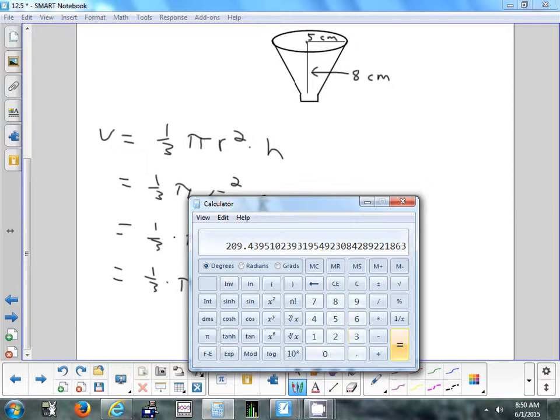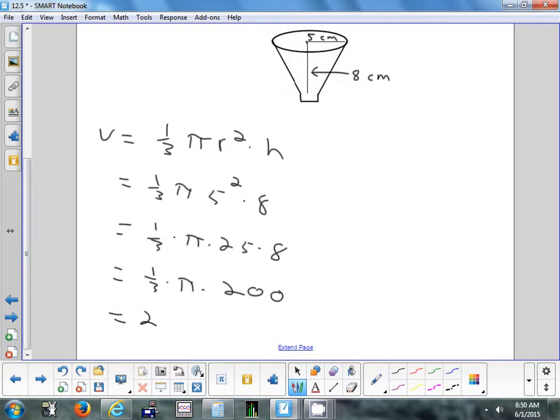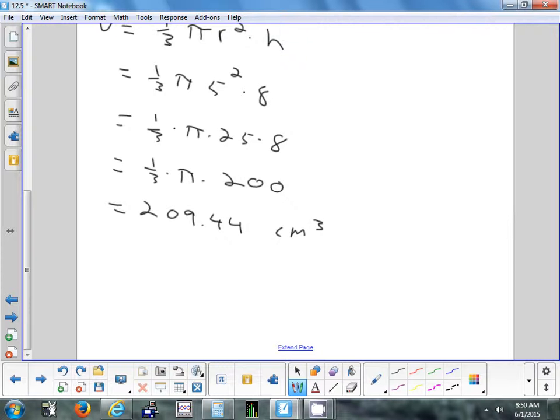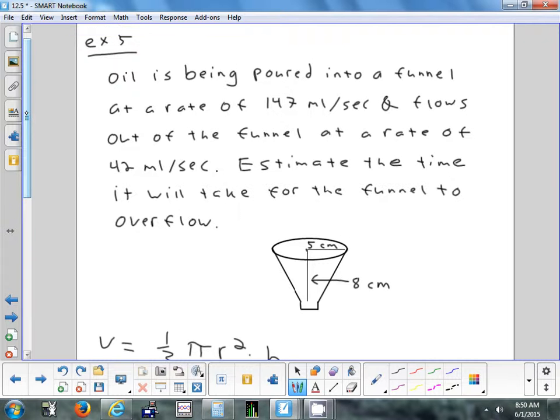So the volume of the cone is 209.44 cubic centimeters. That's good to know, but it doesn't really answer the question. How long will it take the funnel to overflow? So what do I do now?